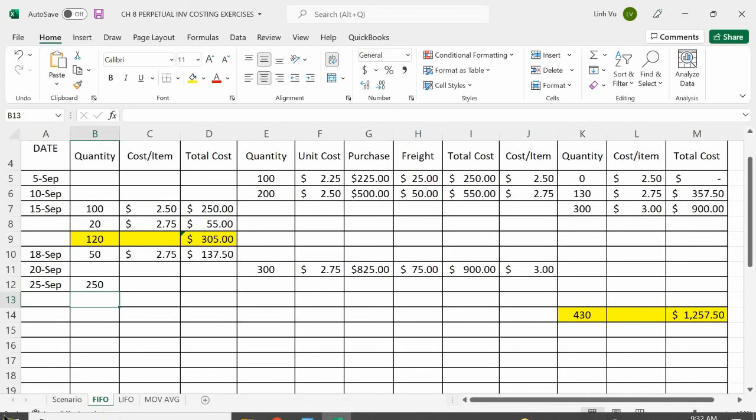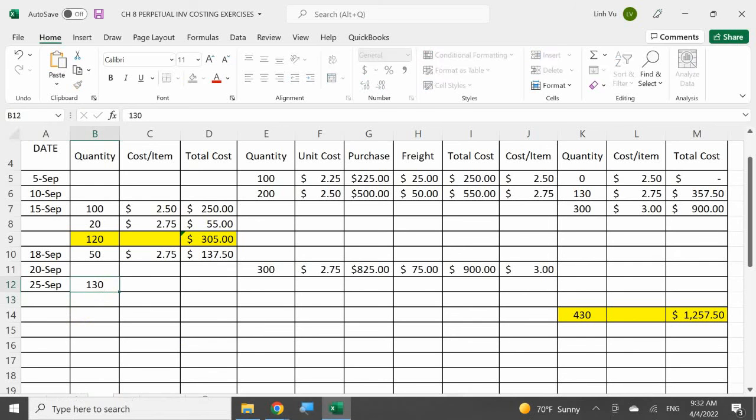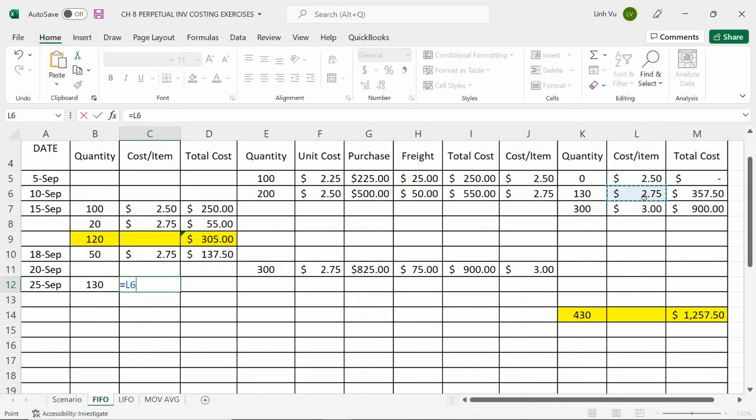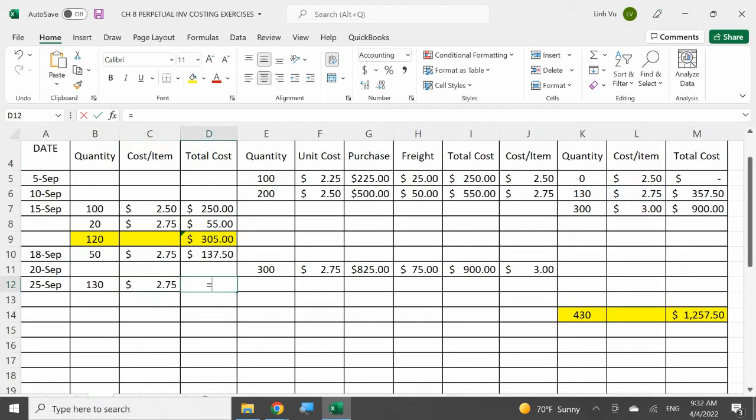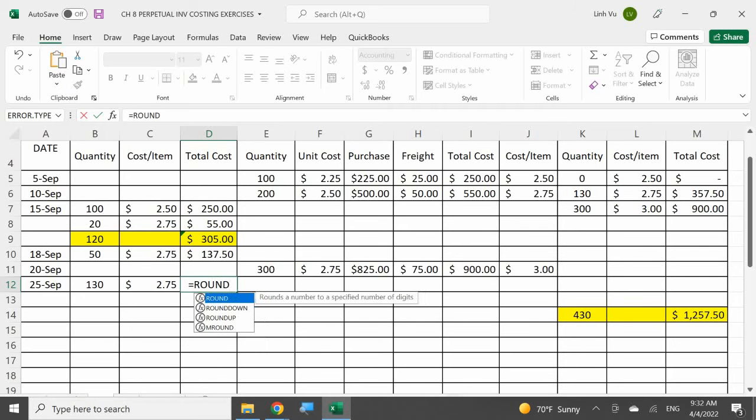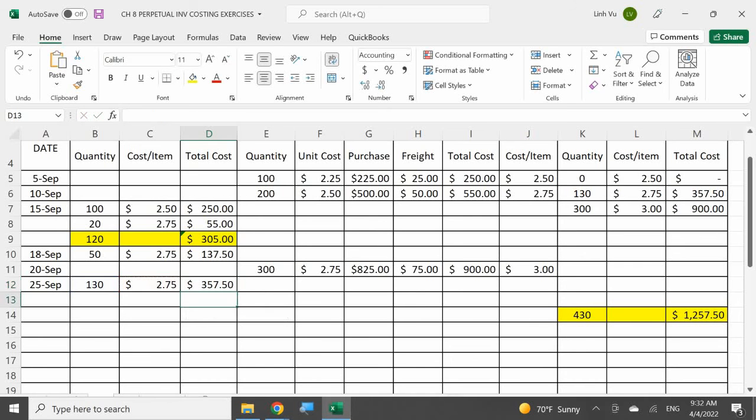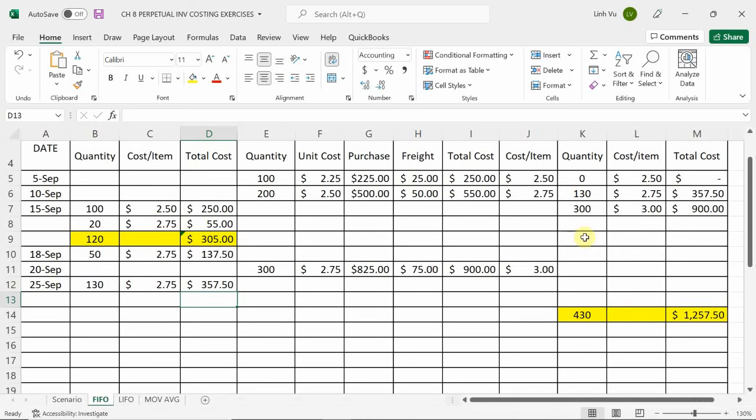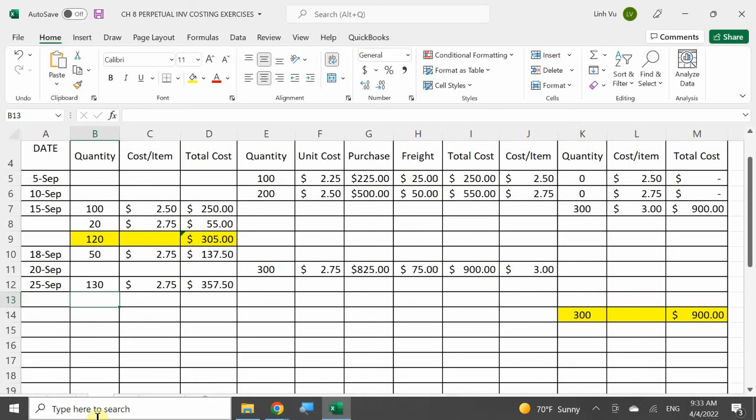130. We're going to sell our 130 first, okay? In this case, we're going to get rid of all of it. So we already know 130 of them at $2.75 each is going to cost me a grand total of $357.50, right? In this case, we already know that. You don't need to calculate. You just need to carry the numbers down here. So in this case, I can get rid of this entire batch of inventory. But I sold a total of 250 units. So in this case, how many more do I need to keep selling in order to get to 250?